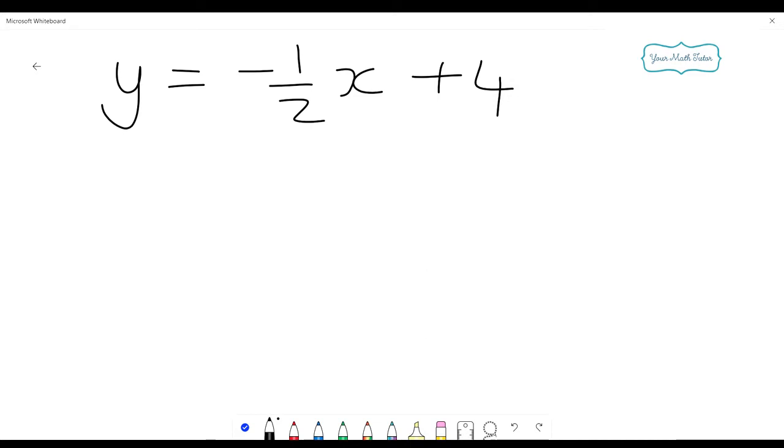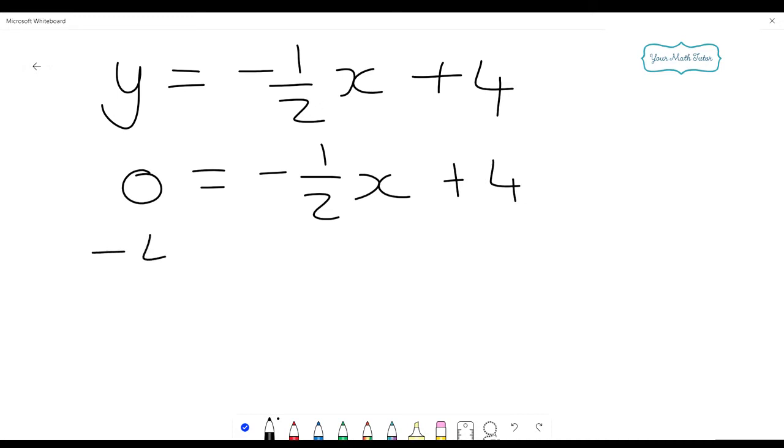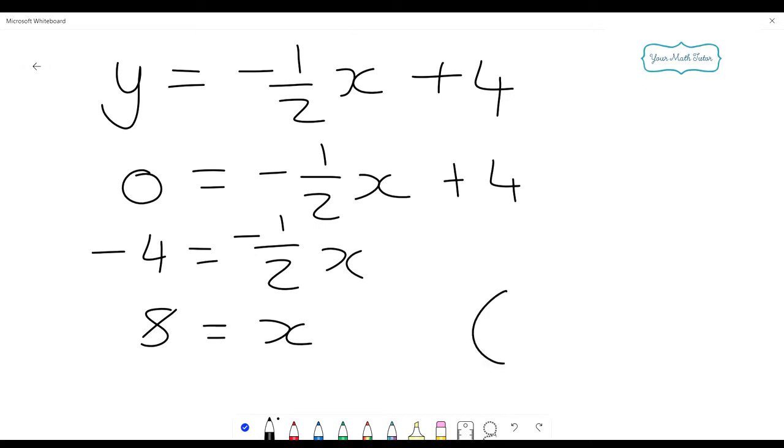Our x-intercept is when y is equal to 0. So it is when 0 = -1/2 x + 4. To isolate x, we subtract 4 on both sides. So we have -4 = -1/2 x. Now to get rid of the half, we divide by -1/2 on both sides. So -4 divided by -1/2 gives us 8 = x. So our x-intercept is (8, 0).